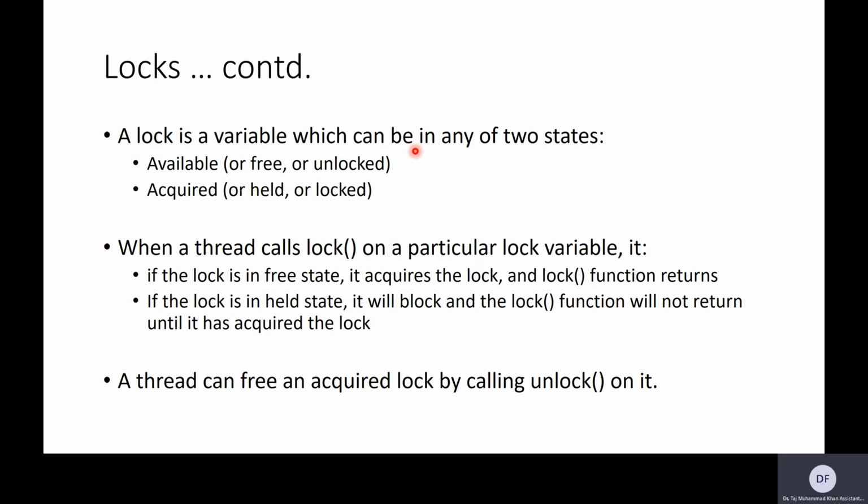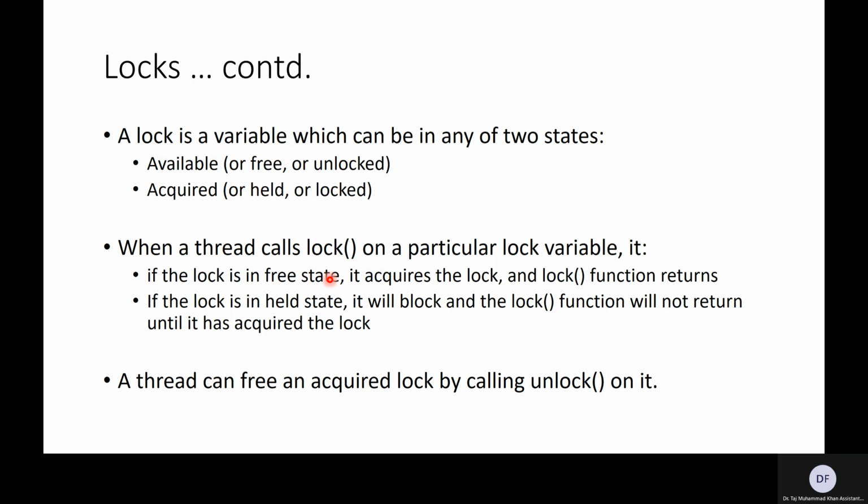So again, we have discussed all this. A lock is a variable which can have two states: available, or free, or unlocked. This is the state when no thread has acquired the lock. The lock is free. No thread is holding the lock. It can be either in this state or in the state acquired, where some thread has already acquired the lock. Okay. So when we call lock on a particular lock variable, if the lock was in the free state, we will be able to acquire it.